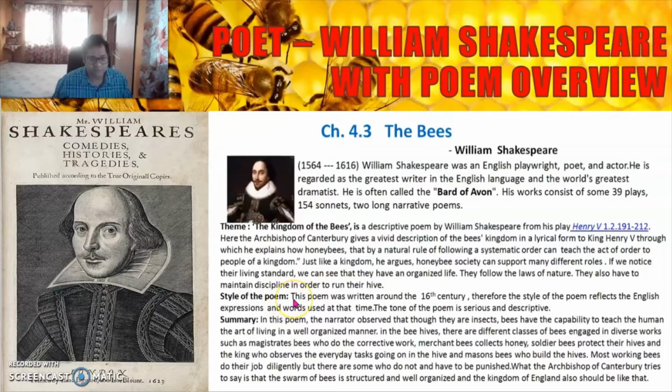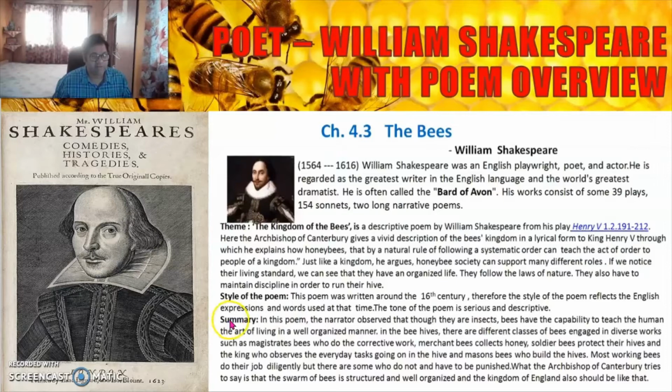The poem was written around the 16th century. Therefore, the style of the poem reflects the English expressions and words used at that time. The tone of the poem is serious and descriptive.